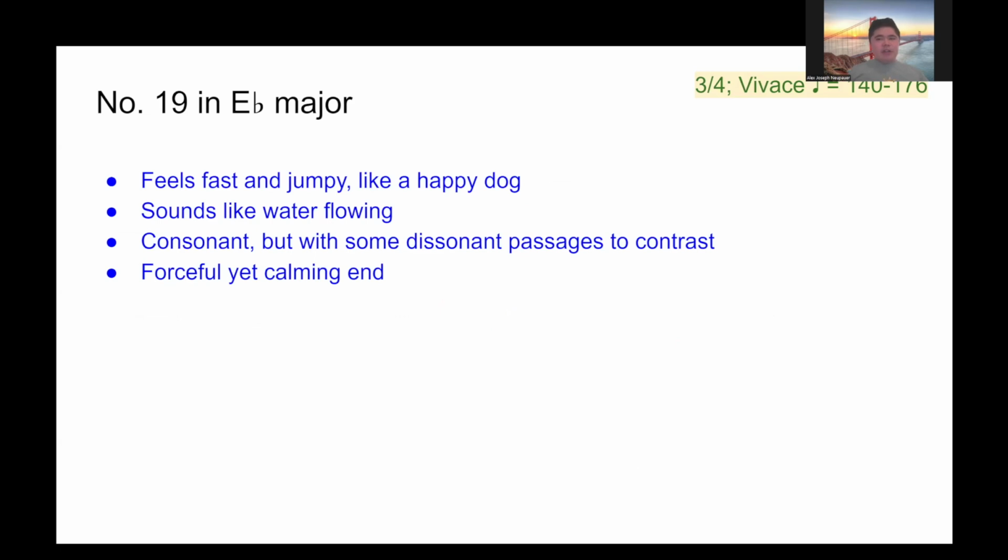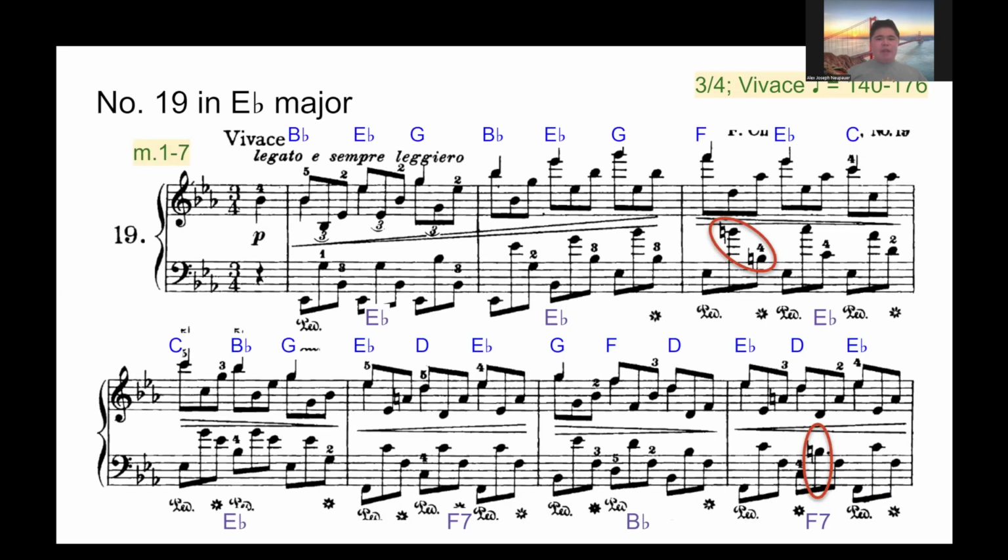When I hear number 19 in E flat major, I think of a happy dog because it feels very fast and jumpy. It is consonant, but there are a few dissonant passages that contrast that. And finally, its ending is at once forceful and calm. So let's take a look at that main theme.